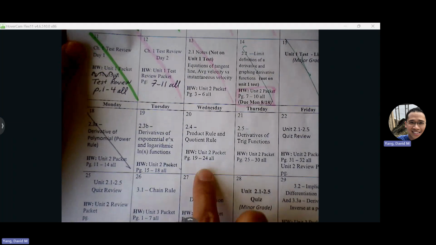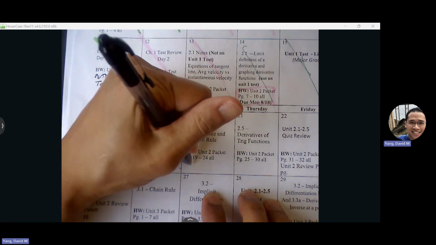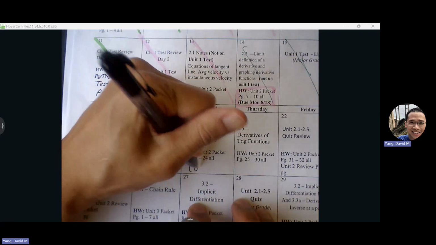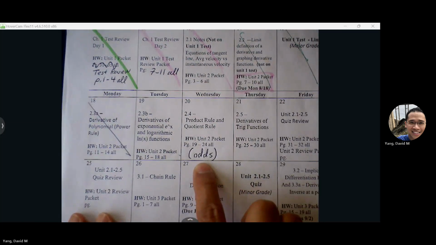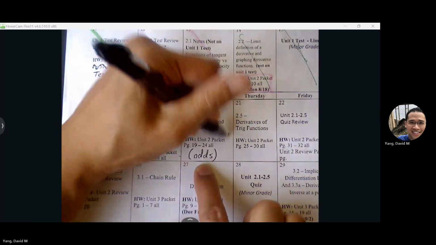Now, guys, homework, page 19 to 24. Of the remaining problems, just do the odd number problems. I'll send out a reminder this afternoon.